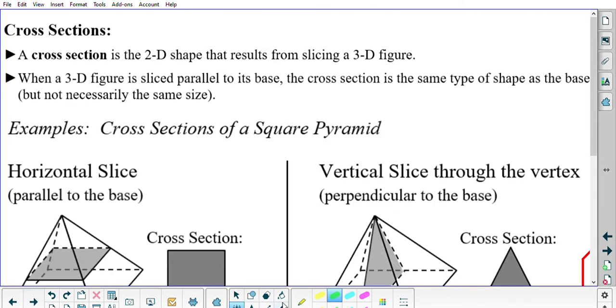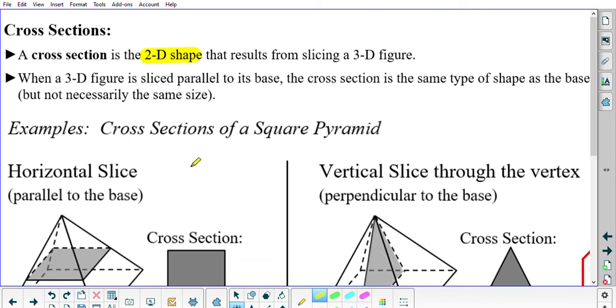All right, let's move on to the Big Ideas paper. Cross sections. A cross section is the two-dimensional shape that results from slicing a three-dimensional figure. Let me say that again. A cross section is the two-dimensional shape, that means flat shape, that results from slicing a three-dimensional figure. Now, when a 3D figure is sliced parallel to its base, the cross-section is going to be the same type of shape as the base was, but not necessarily the same side or same size.